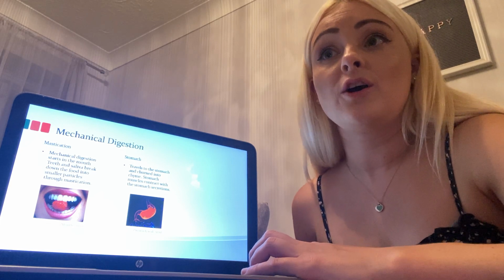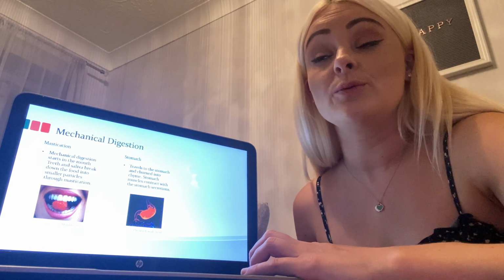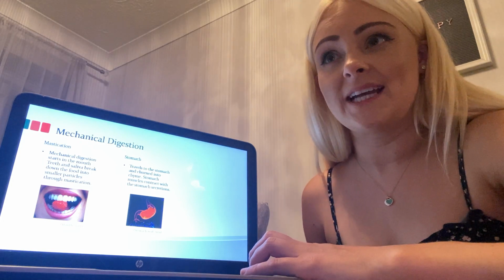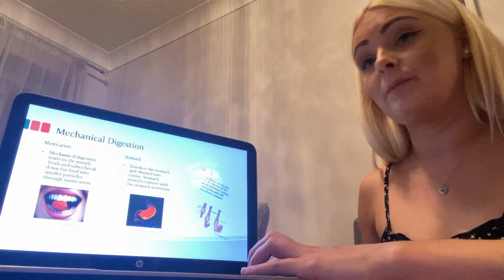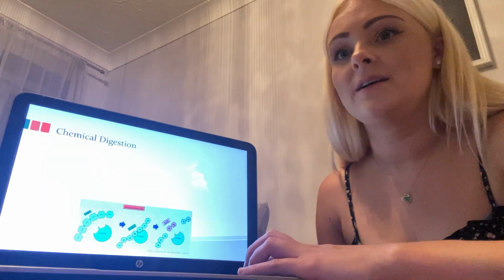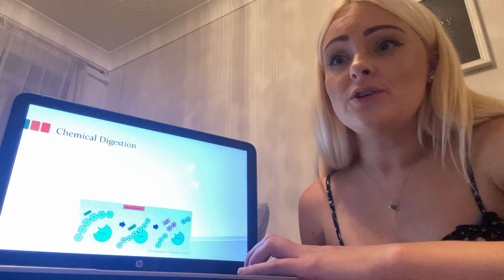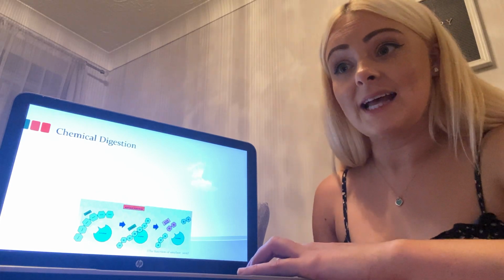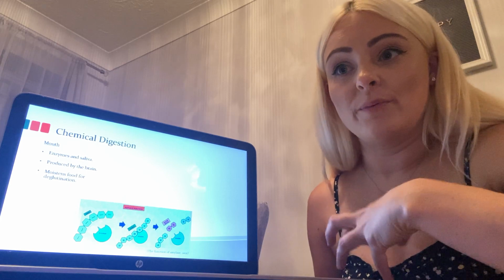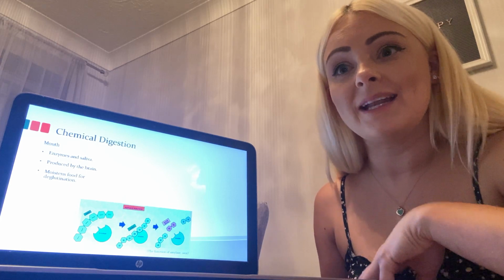The stomach contracts and the stomach secretions liquefy it, moving it to the duodenum of the small intestine, where absorption happens, and also peristalsis, when the muscles soften and they contract. So chemical digestion also starts in the mouth, where it releases enzymes and saliva. Once saliva is produced, it is triggered by the brain. It adds moisture to the food, making it easier to swallow.